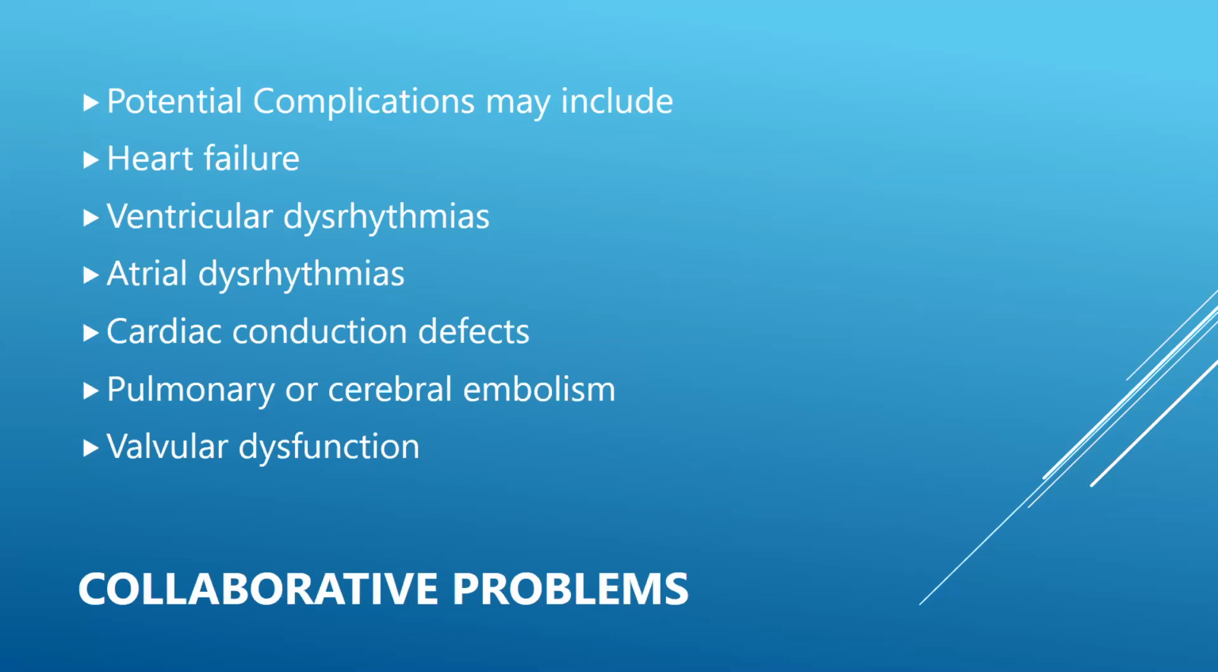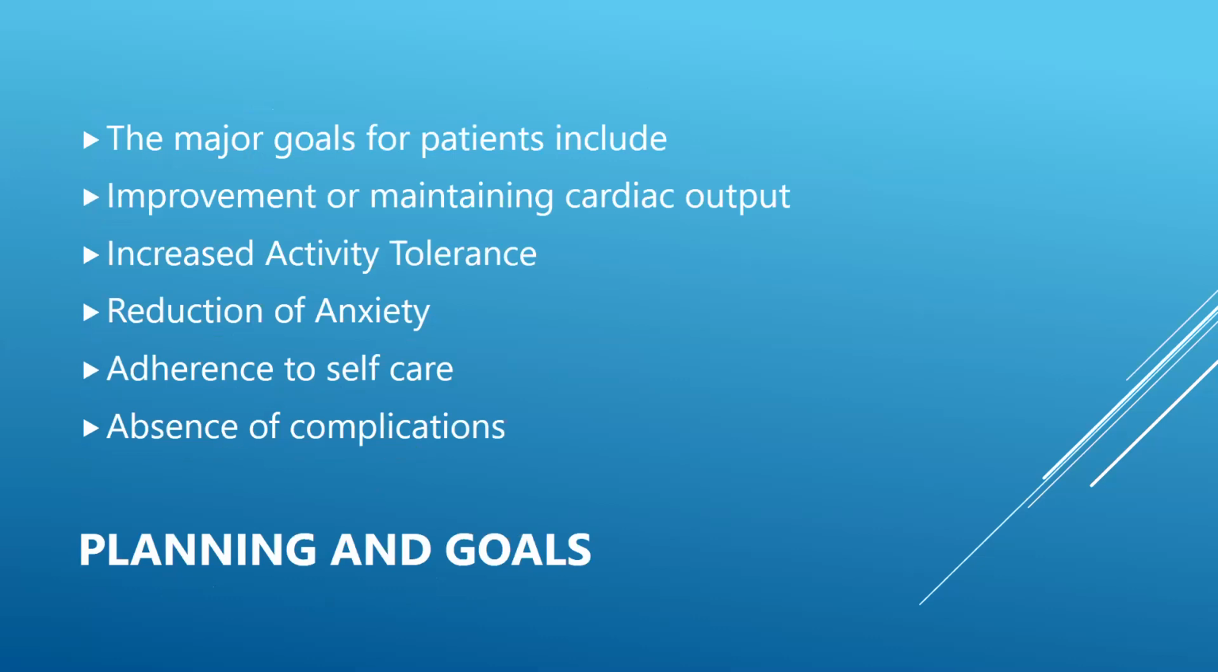We need a cardiologist on board, and we probably need some sort of pulmonology and some sort of renal as well. Dietitian, nurses, and other folks. Social worker, you can name them. So, planning and making goals for these folks with cardiomyopathies, the major goals for these patients include improving or maintaining cardiac output, increasing activity tolerance slowly, no heavy competitive sports, reducing anxiety, adherence to self-care, and absence of complications. Now, Ms. McHargue, what do I need to know is the priority for this patient? It's perfusion. The problem is perfusion. The priority is to improve or maintain that cardiac output. It's top on the list for a reason.